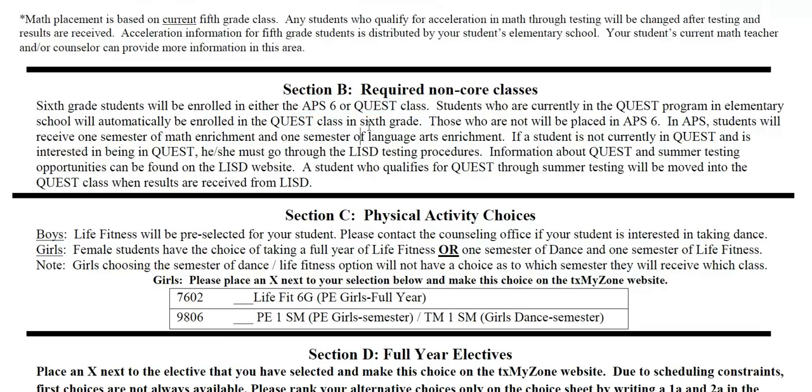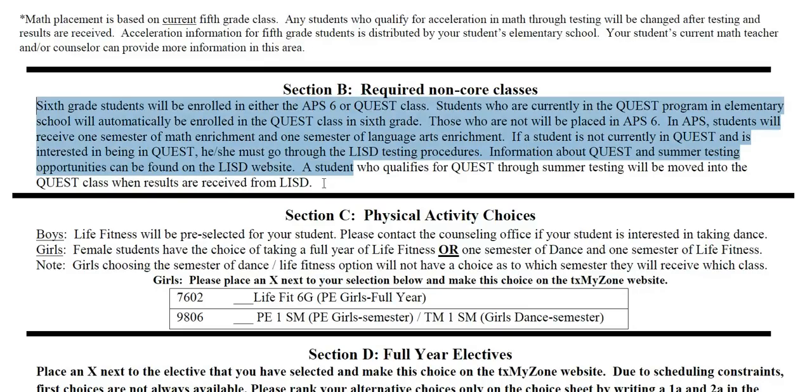If you are currently enrolled in 5th grade Quest, when you go online to Texas MyZone, you'll see that you will be enrolled in the Quest class, which is our Leander ISD Gifted and Talented program. If you are not currently in Quest in 5th grade, you will automatically be enrolled in the APS 6th class. Those of you that are interested in testing to get into the Quest class over the summer, that's fine. You will be enrolled in APS 6, and then once you do the testing and we get the testing results, we will then move you into the Quest class at that time.